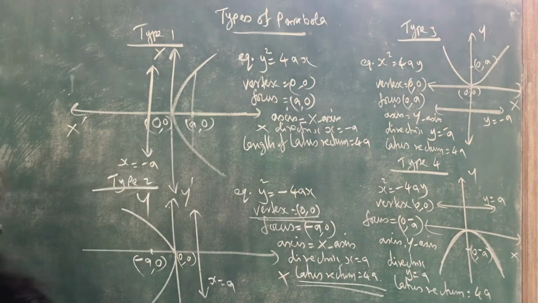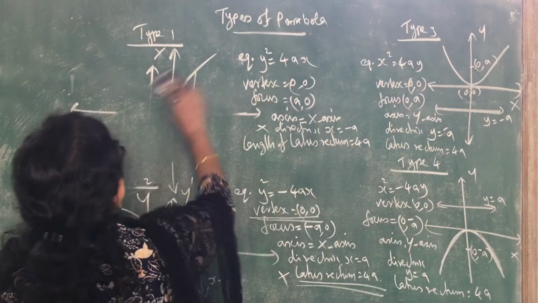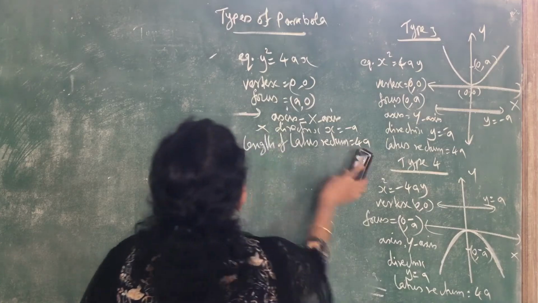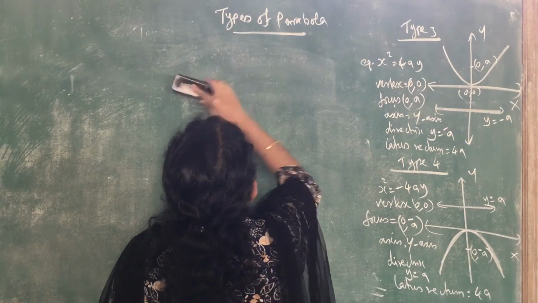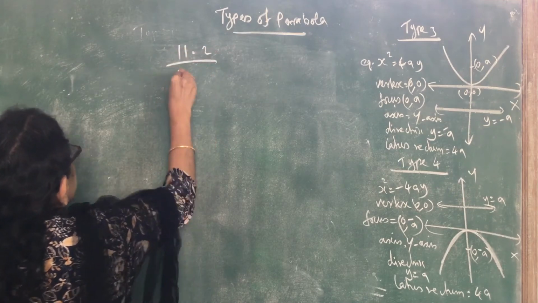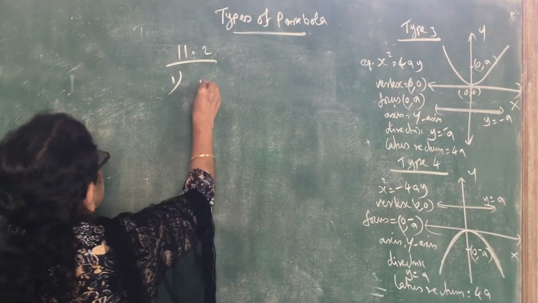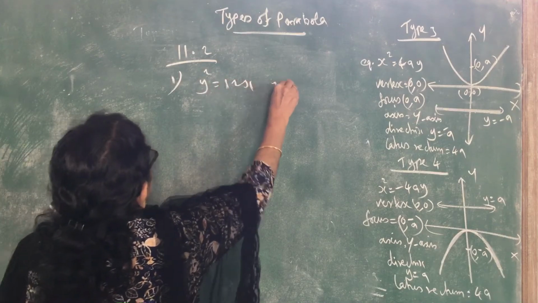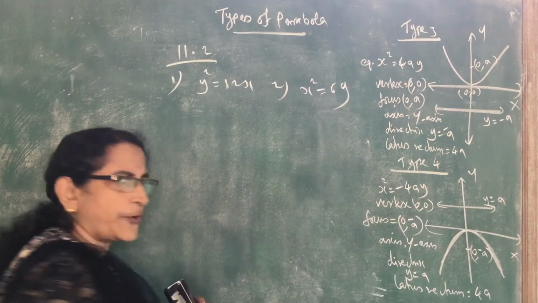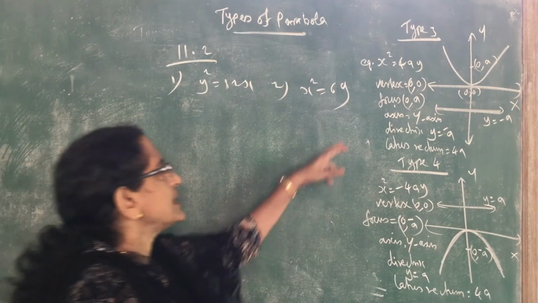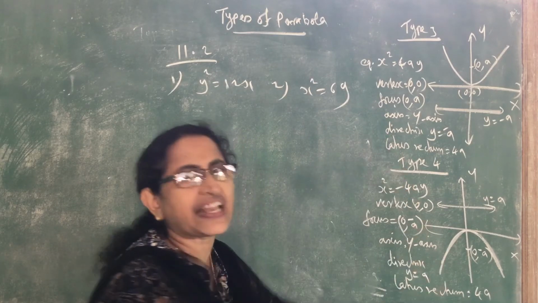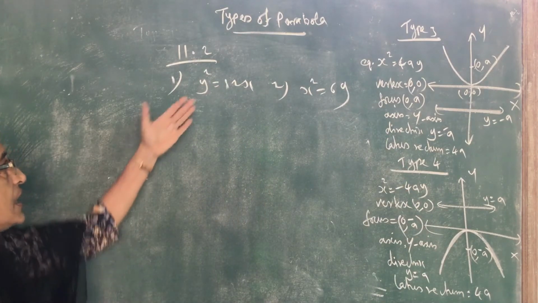Now we will do exercise 11.2. First question: we have to find, for y square equal to 12x, and second, x square equal to 6y, the focus, axis of the parabola, directrix and length of the latus rectum. These four things we have to find for each parabola.